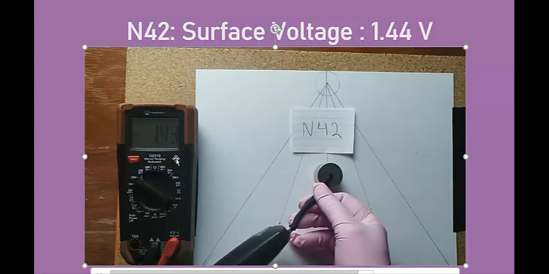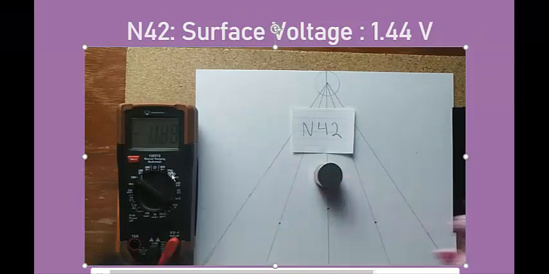There it is right there, and I'm able to hold it there. And so that is a real reading of 1.44. That is the maximum reading I can get on this particular magnet.